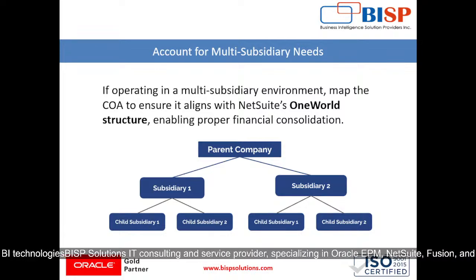Then accounting for multi-subsidiary needs. It means if we are operating in a multi-subsidiary environment, so mapping the COA to ensure it aligns with NetSuite's one world structure for enabling proper financial consolidation.